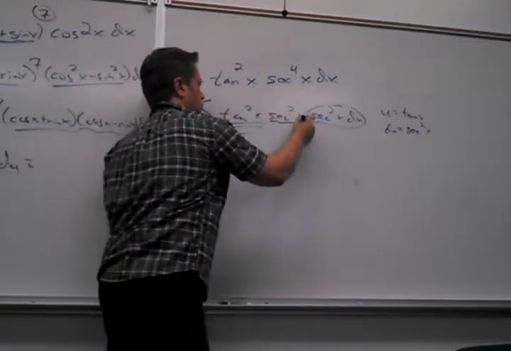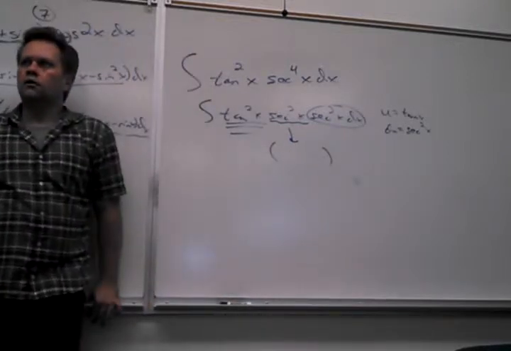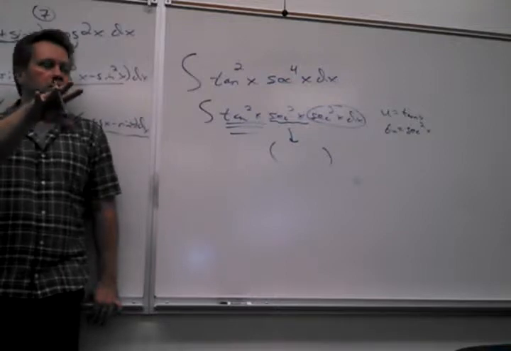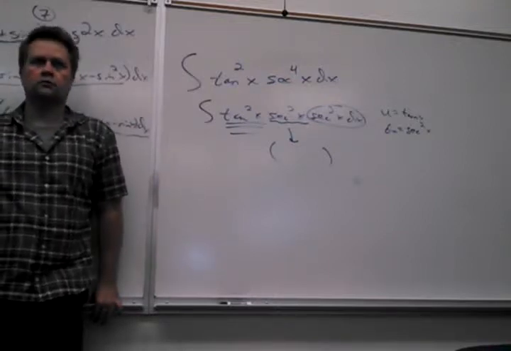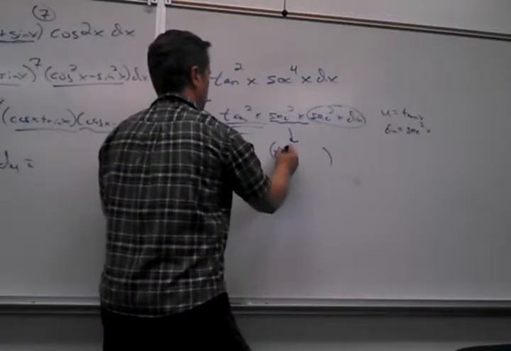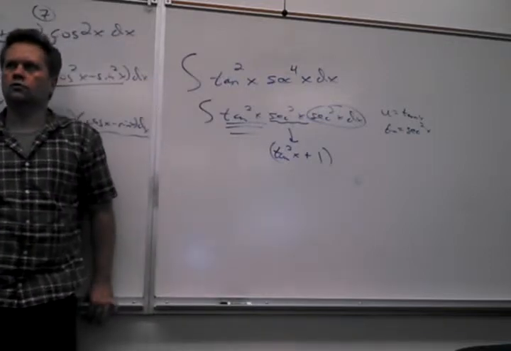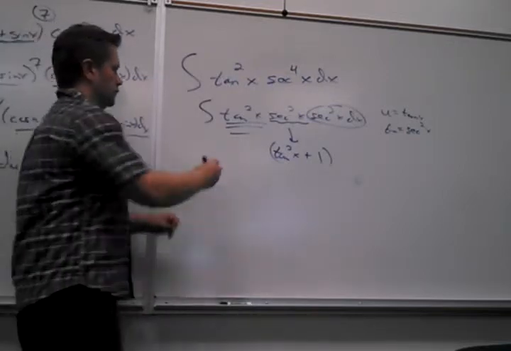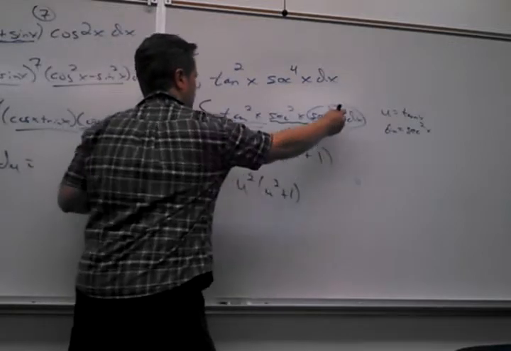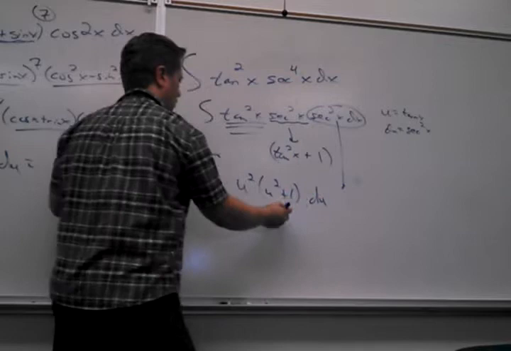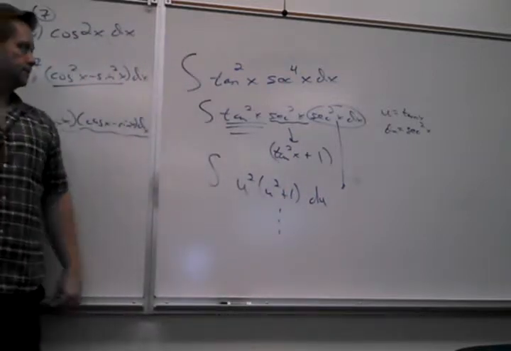What do I do with this poor little dude? Turn them into tangent. Yeah, relate them back to tangent. Now be careful. Tangent squared plus 1 is secant squared. Cool. I love it. So now you get the integral of u squared times u squared plus 1 times du. And that's easy. Tricky stuff.